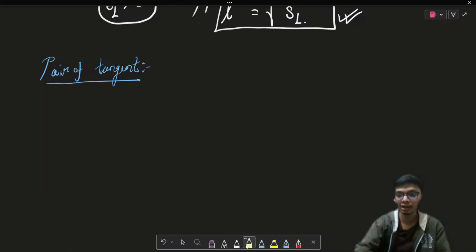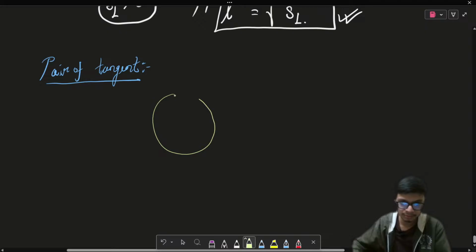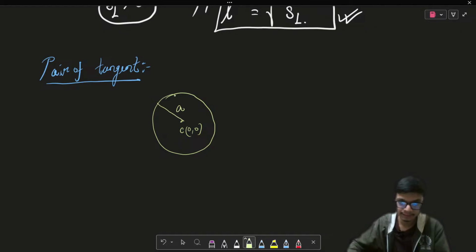So if I talk about the pair of tangents, as I was mentioning, for our simplicity, let us take a circle whose center is at 0, 0, and let us take the radius as a. So I will get the equation of the circle as x square plus y square is equal to a square, right?